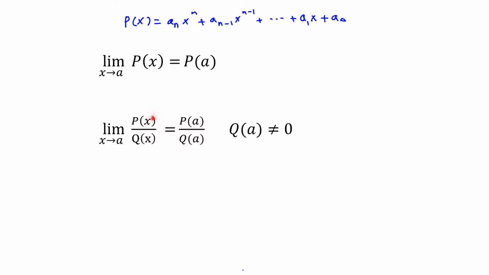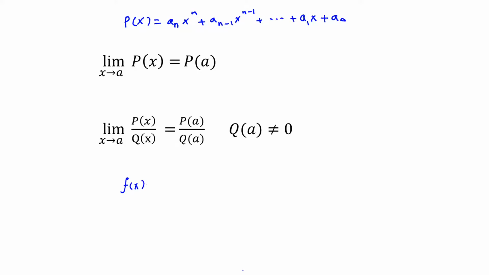The limit of a rational function as x approaches a is the same as the value of the rational function at x equals a, provided that q(a) is not 0. Again, rational functions are continuous when the denominator is not 0, and for continuous functions, the limit and the value of the function are the same.